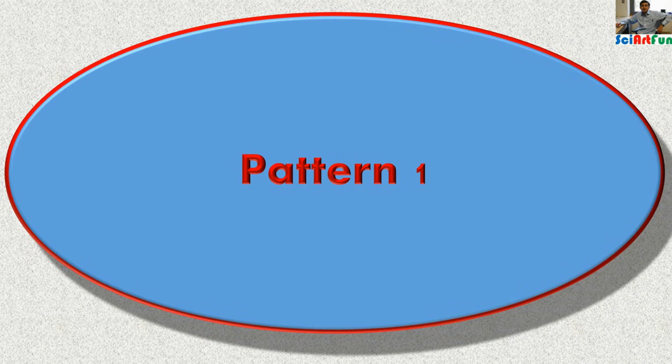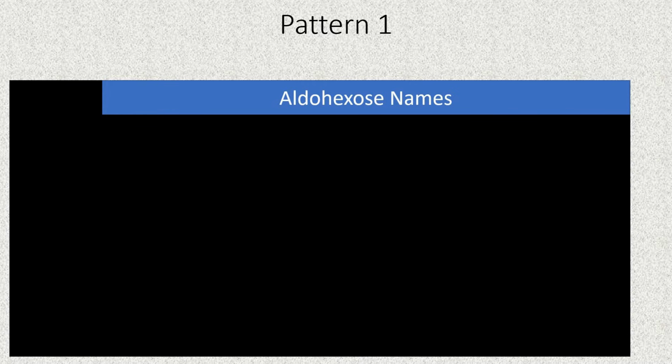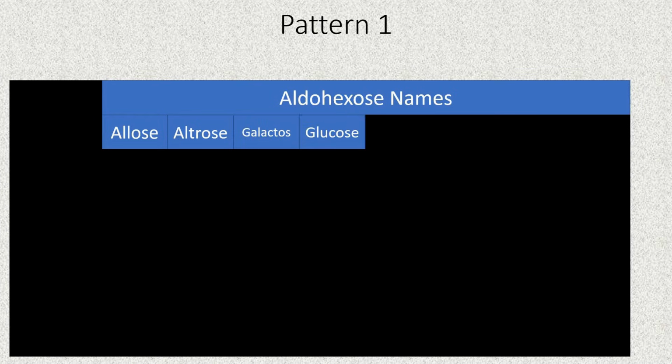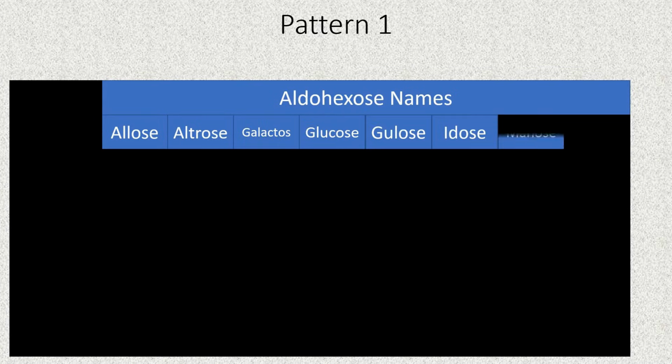I will be showing you two different kinds of patterns in aldohexoses. So let's see pattern number 1 in aldohexoses. Let me show you the names of the aldohexoses first. We have allose, altrose, galactose, glucose, gulose, idose, mannose, and talose. These are the 8 different aldohexoses, and you can see that I have arranged them in alphabetical order.